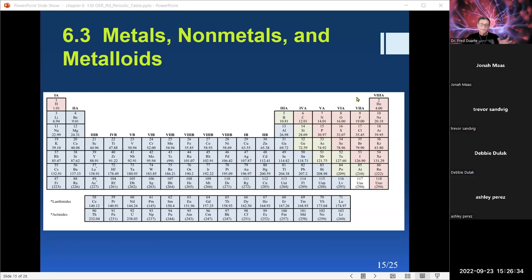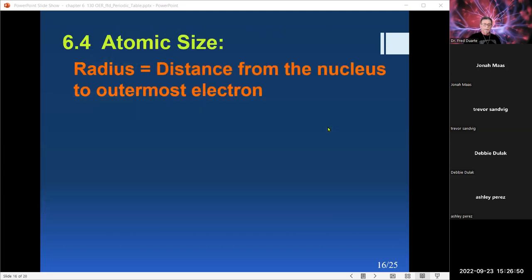Refresh your memory on this slide where we talk about metals, nonmetals, and metalloids. That's really going to help us out down the road when we start talking about compounds and what type of compound they are, being ionic or covalent compounds. We'll talk at length about that.